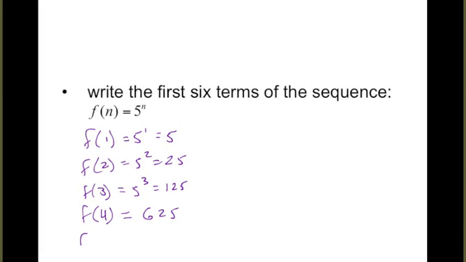We get 625, and then I actually don't know, 3125, and 15,625. I only know my powers up to 625. Alright, so that's how we can construct a sequence from a rule. We start by plugging in 1, and we just continue plugging in numbers until we see a pattern, and then continue the pattern on out.